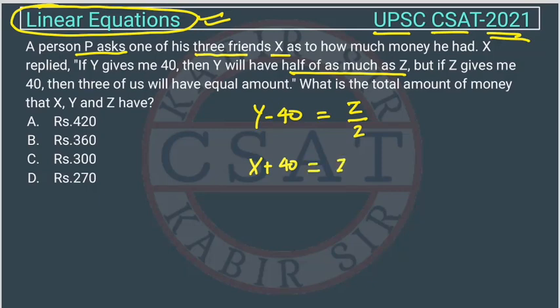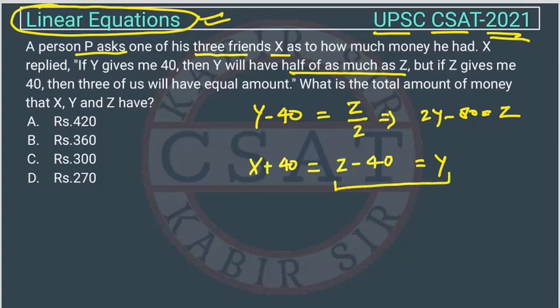So Z gave how much? Z gave 40. So after Z gave 40, all will have an equal amount, so this is equal to Y. So from here the equation will be 2Y minus 80 is equal to Z.